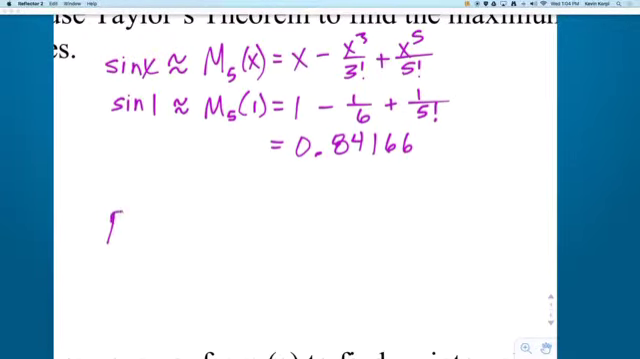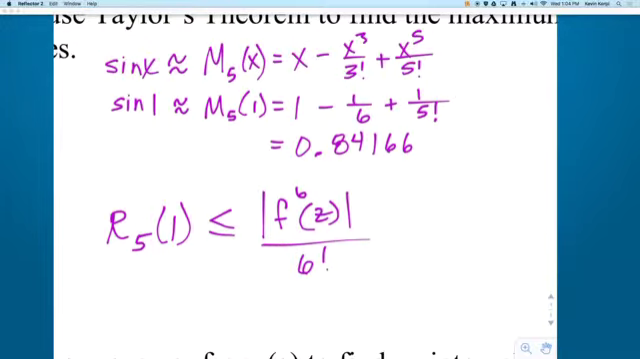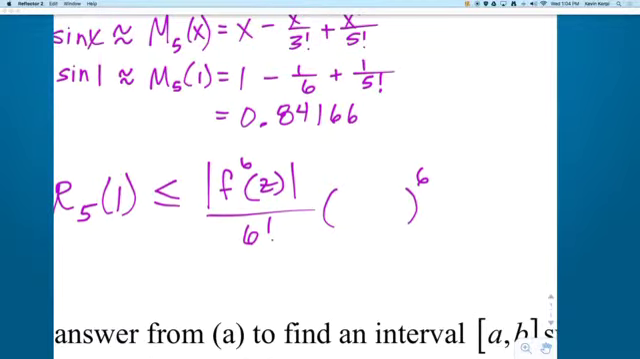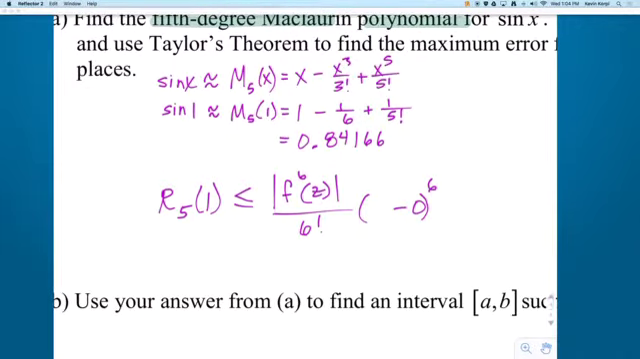We'll say then that the remainder from the 5th degree Taylor polynomial or Maclaurin polynomial at 1 is going to be bounded by less than or equal to the absolute value of the n plus first derivative. If 5 is n, what's n plus 1? 6. Good. It's the 6th derivative at some z value all over 6 factorial times x minus c to the 6th power. Now, of course, our center is 0, so I'll just put minus 0, and we're approximating it at what? 1. So instead of x minus 0, we're going to plug in our x directly.